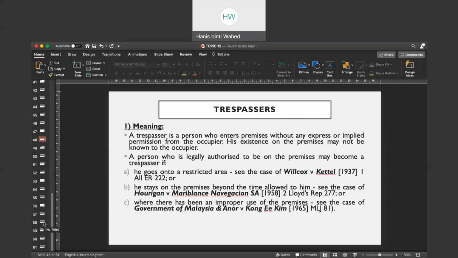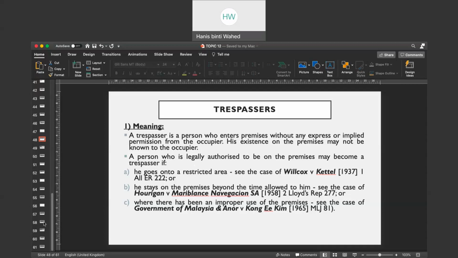The word trespasser itself most probably will be familiar to you guys, ya. Trespasser, the person who enters premises without any express or implied permission from the occupier, ya. So a trespasser is an unlawful visitor, unwanted, and they enter the premise without any permission, without any contract, without any knowledge of the occupier.